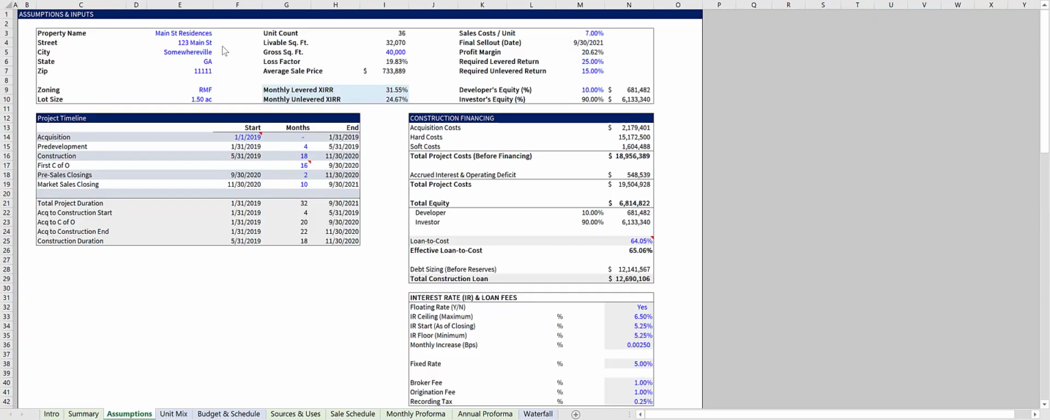The Assumptions tab begins with general project inputs at the top. Below and to the left, the project timeline is where you control the project schedule, and in gray is the project timeline summary, which has named cells that feed into the rest of the model.